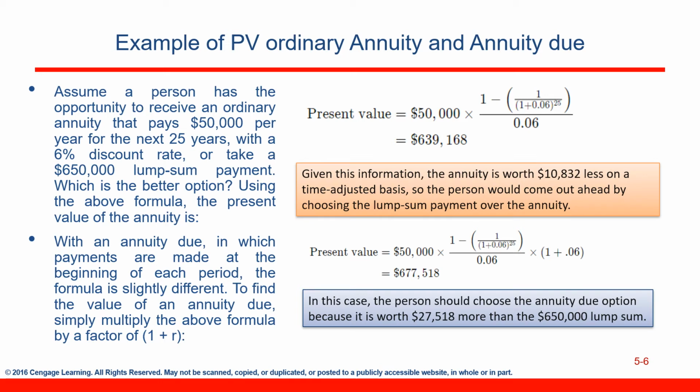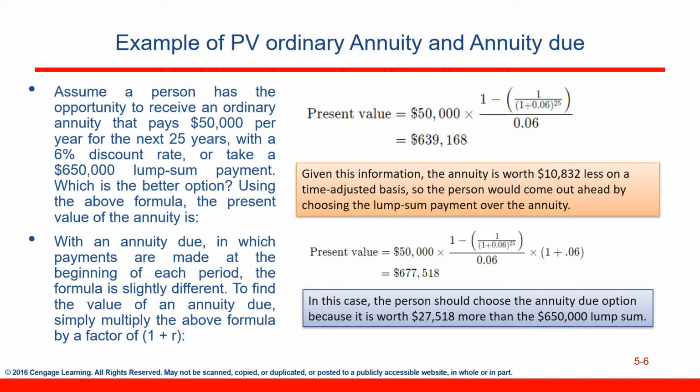So here there are two alternatives: whether to receive the $650,000 in a lump sum payment or receive it per year for the next 25 years. Okay? But there is a discount rate of 6%. So which is the better option? Using the above formula, you use the present value annuity. So you receive 50,000 times the present value factor of annuity of 1. So let's just use the previous formula: 1 plus 0.06, so 1.06 raised to negative 25.